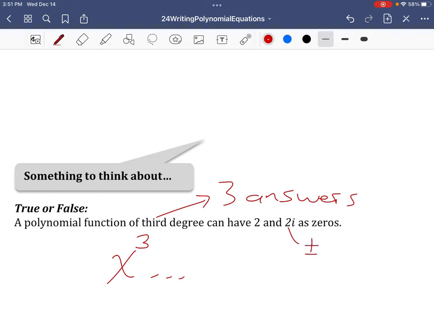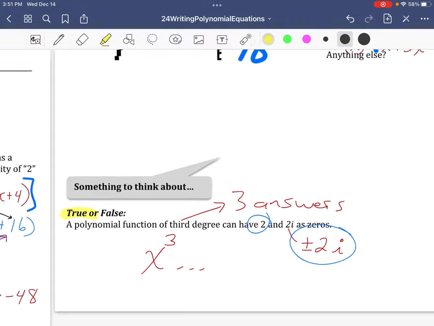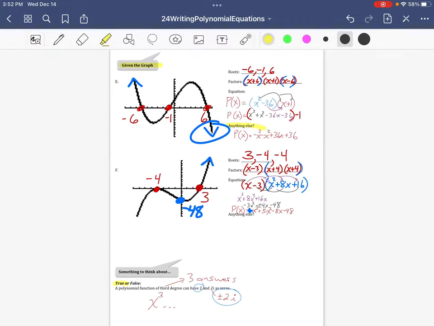This imaginary answer actually represents, and I should say guarantees, plus and minus 2i. So I've got 1 answer, 2 answers, 3 answers. It looks like this definitely can be and would be true. I can have a third degree, an x cubed, that would have these numbers as zeros.